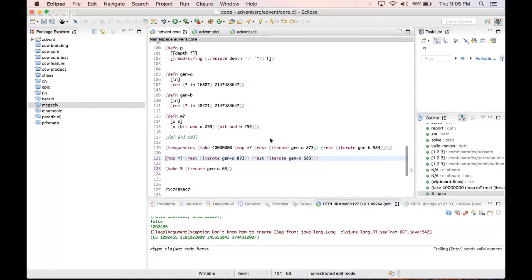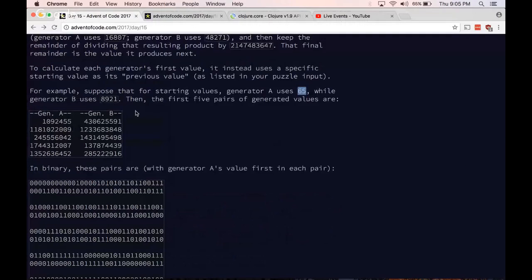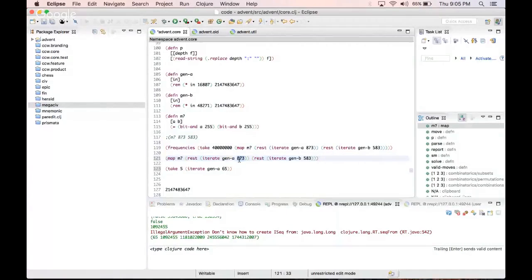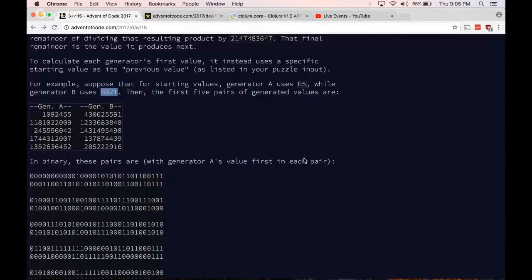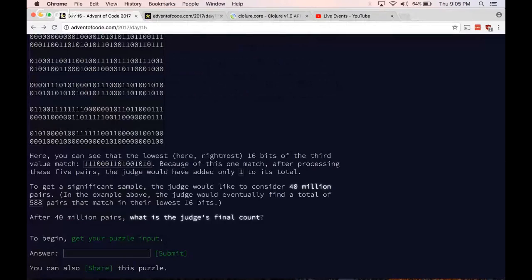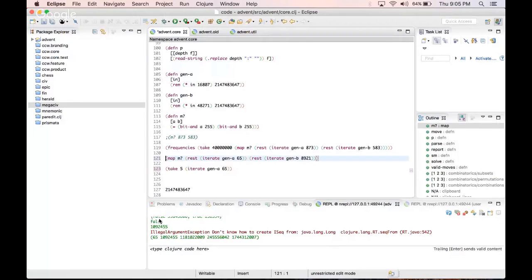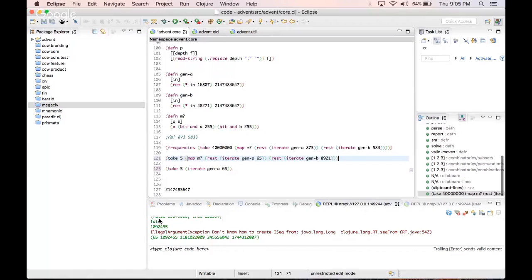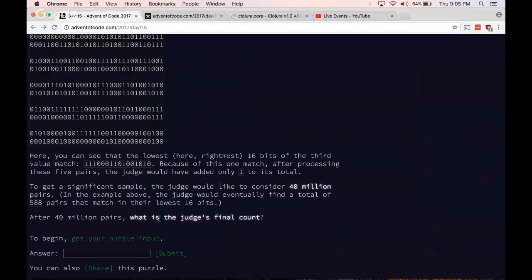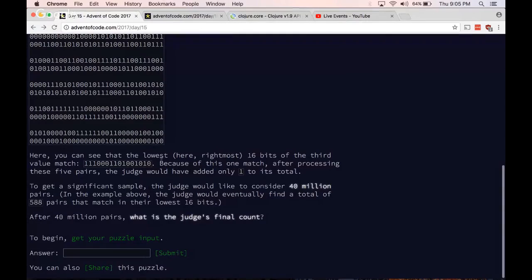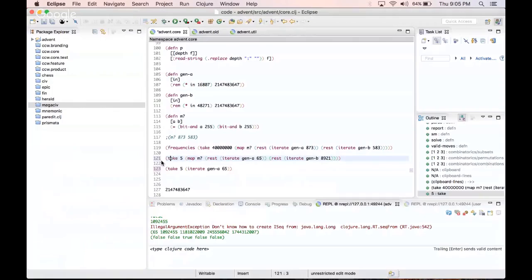Okay. So if we say Gen A 65 and 8921. All right, so let's see. The judge, because of this one match, adds 1 to its total. What is the judge's final count? Okay, so just make sure we're calculating this correctly. Here we're going to take 5 of these. Right, that does seem to get the right answer. And it would eventually find a total of 588 pairs that matched.